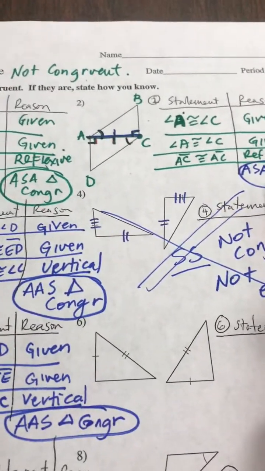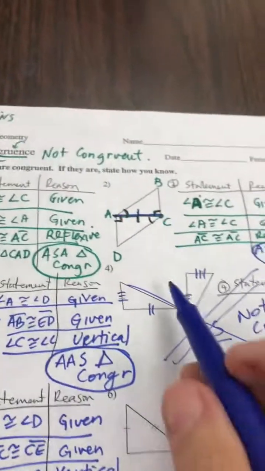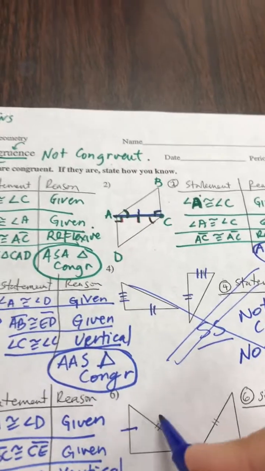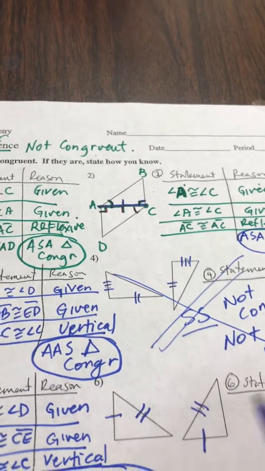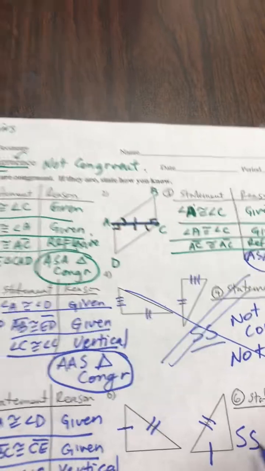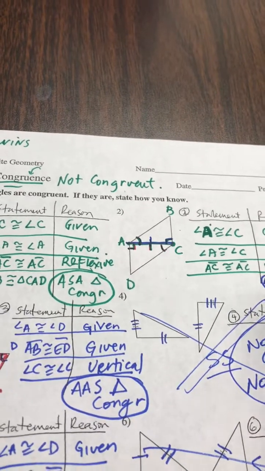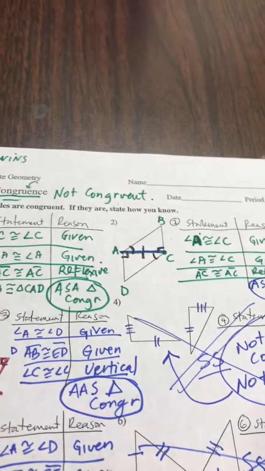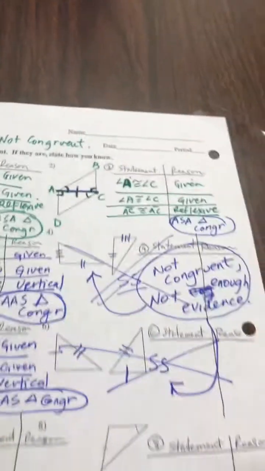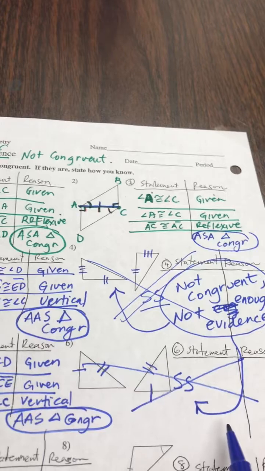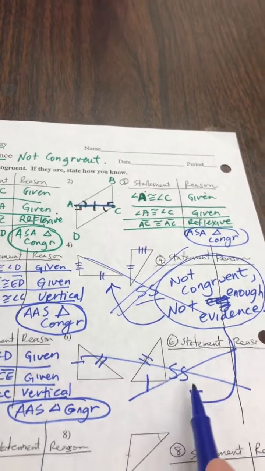Next one. It looks like the same thing is happening here. I got one side, I got one side, I got another side, another side. That spells side, side, and that's the same thing. I'm going to circle this and put it for both question 4 and question 6, so I'm not going to have to rewrite that. That's just not enough evidence.